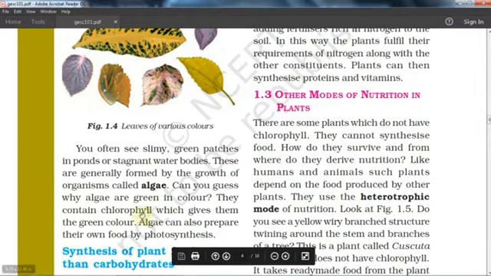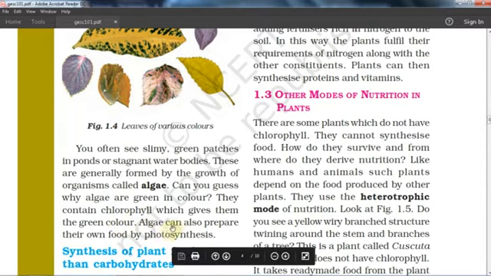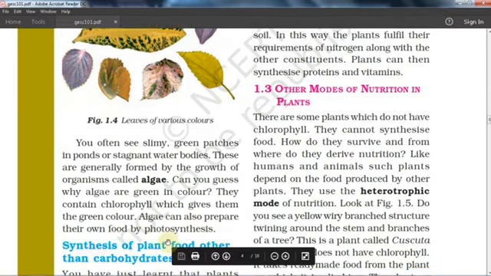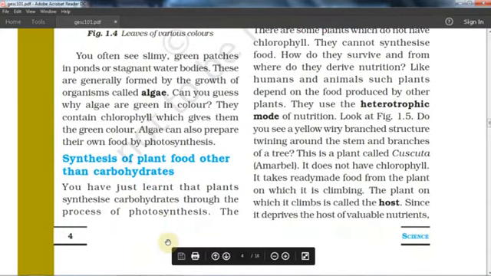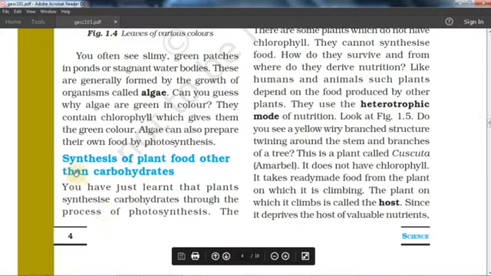They contain chlorophyll, which gives them the green color. Actually, most of the leaves which we see around us have chlorophyll. That is why they got a green color. So algae can also prepare their own food by the process of photosynthesis. So as many leaves or plants as we see of green color, they do photosynthesis because their green color is due to the presence of chlorophyll.